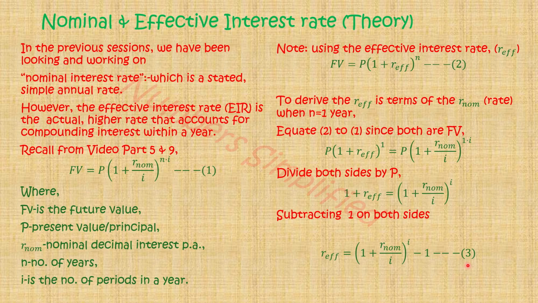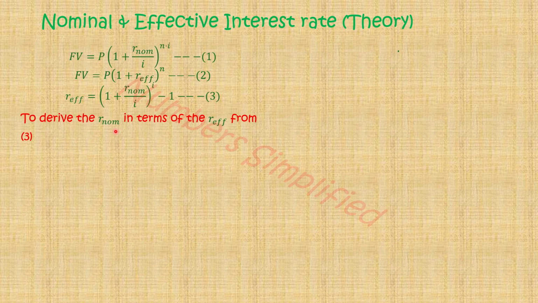Great then. So now that we have what the effective rate is in terms of the nominal interest rate, we can also find the nominal interest rate in terms of the effective interest rate. So let's consider from equation 3, we can rearrange the order so that we start with the nominal interest rate part on the left-hand side, since we are trying to make it the subject of the formula, and we have the effective interest rate on the right-hand side.